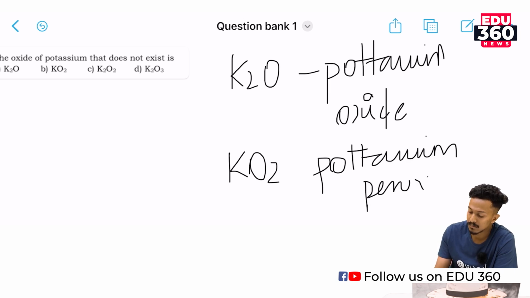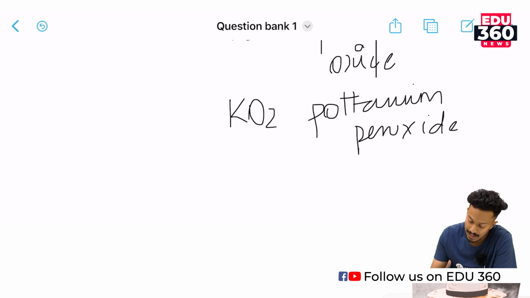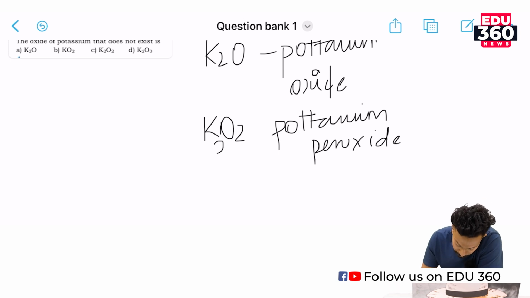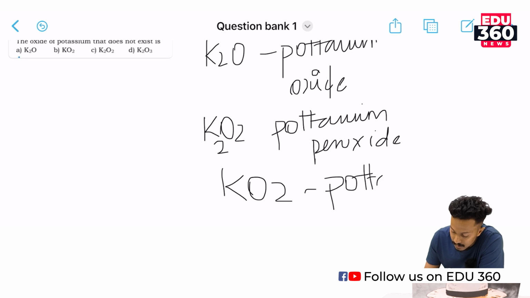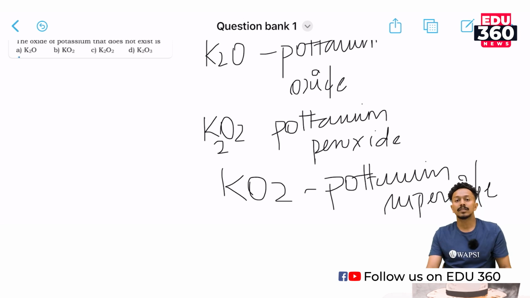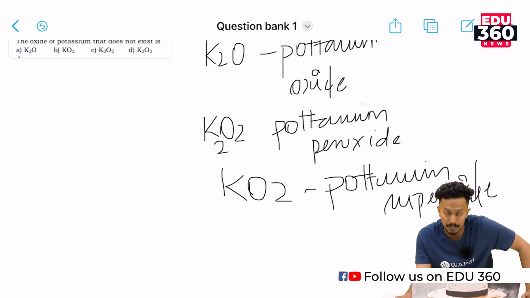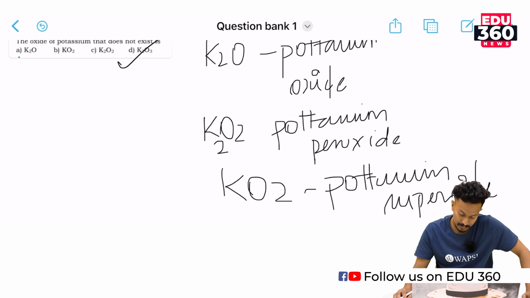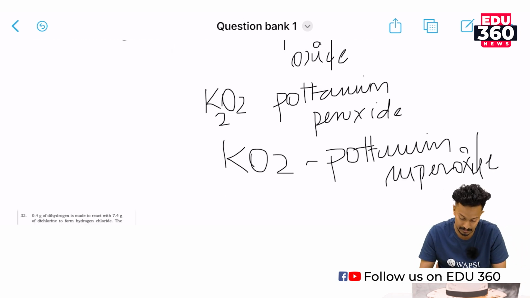KO2 is potassium peroxide, right? And K2O2 and KO2, potassium superoxide, right? So these are the three oxides of potassium that are formed by the potassium element. So the correct answer would be K2O3, which is not an oxide of potassium. Okay, shall we move on to our next question?